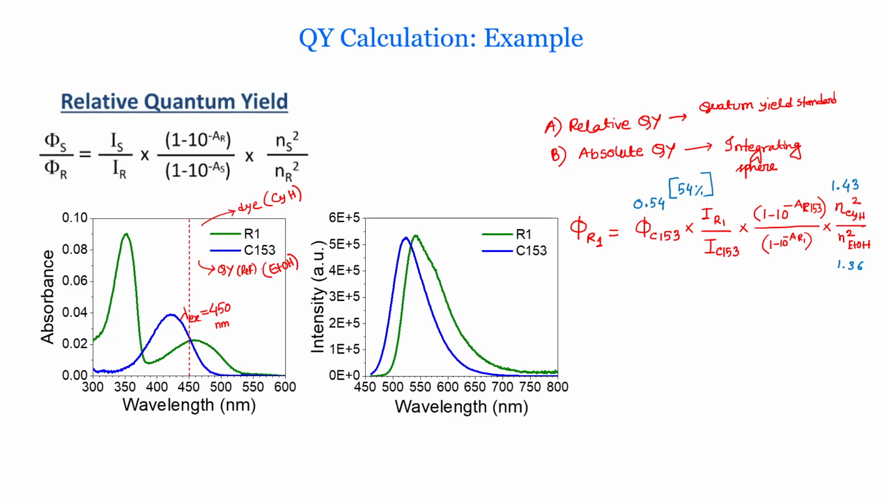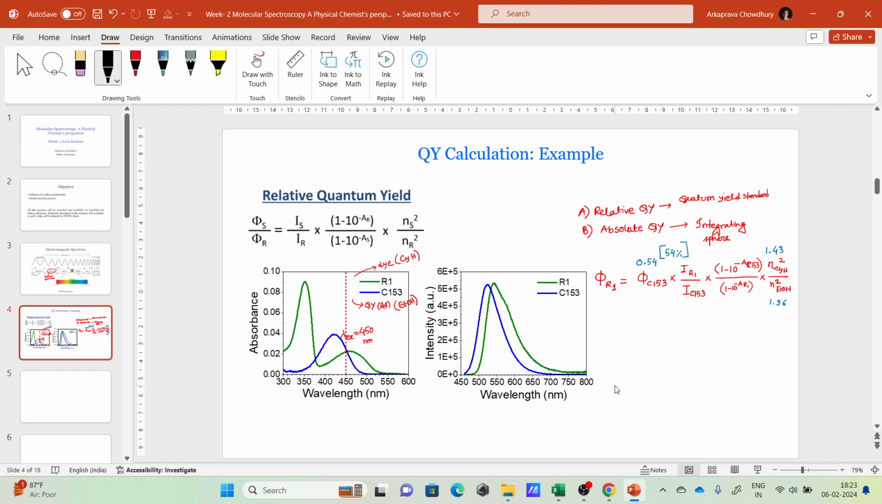So for calculation we'll need these values, I R1 and all. So I'll show you how to do that. These are the Origin files. I'll click on this Origin file. I'll show you the values at 450 nanometer where we have excited our samples. First we'll check the absorbance values.